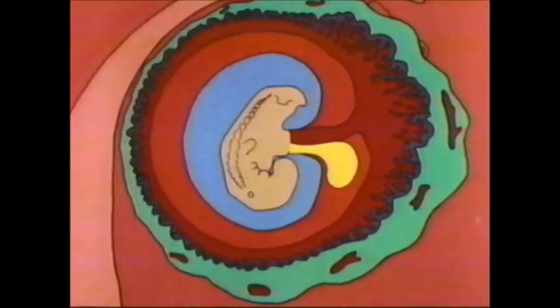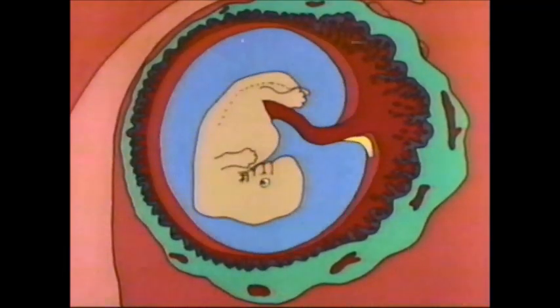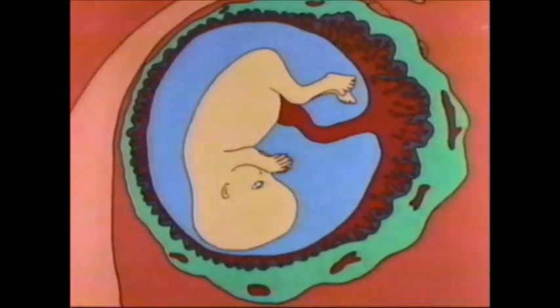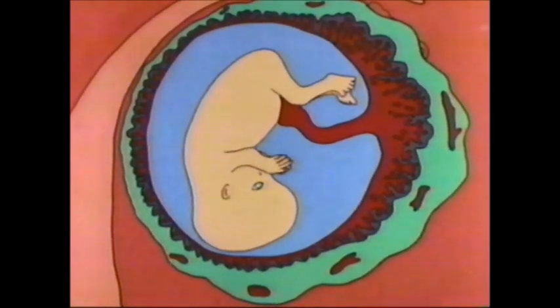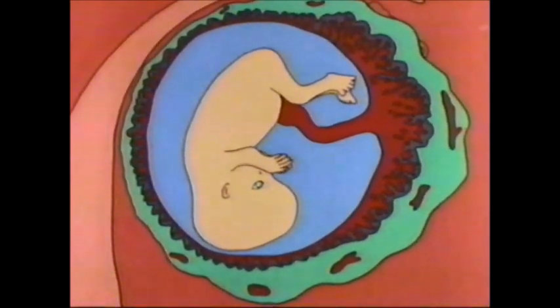As the limbs extend, flattened paddles form at the distal ends. By programmed cell death, the paddle is transformed into a hand or foot with 5 separate digits.